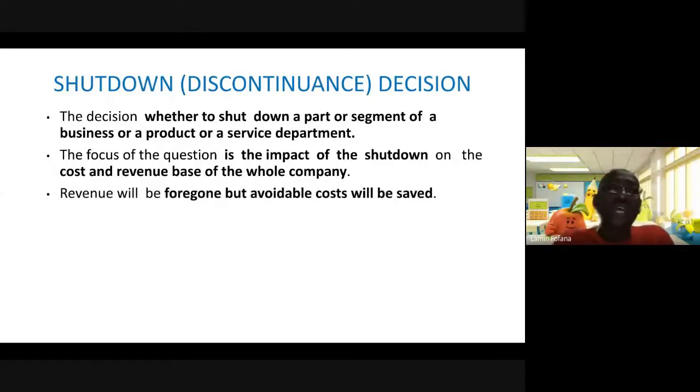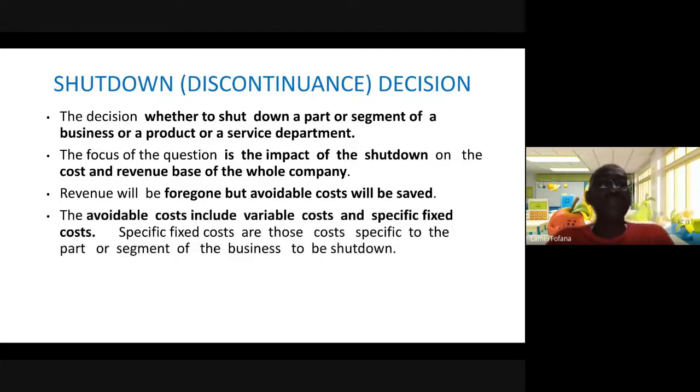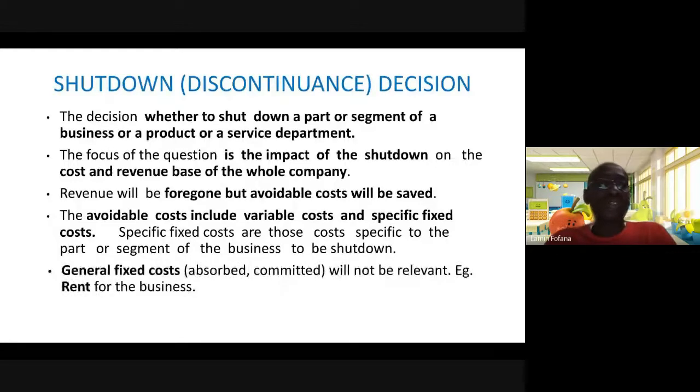Revenues naturally will be foregone, but avoidable costs will be saved. The avoidable costs will be any variable cost or any directly attributable fixed costs. You will save them because you are not going to incur them. So the avoidable costs will include all variable costs and specific fixed costs, just like I've said. And of course, the general fixed costs will not be affected because they are not related to any of those particular branches. They're general in their nature.